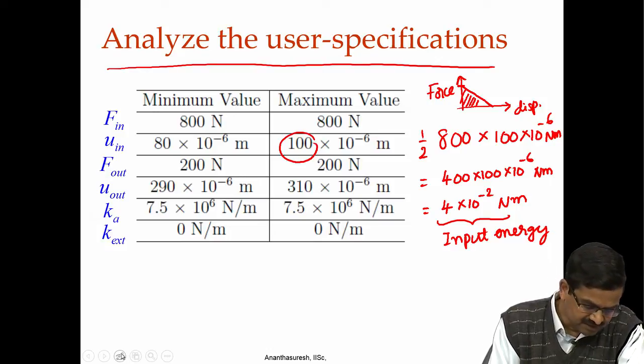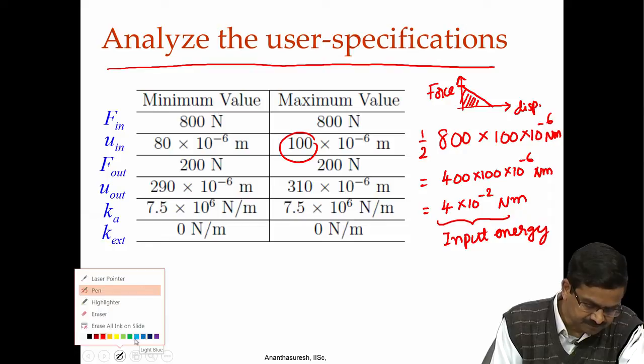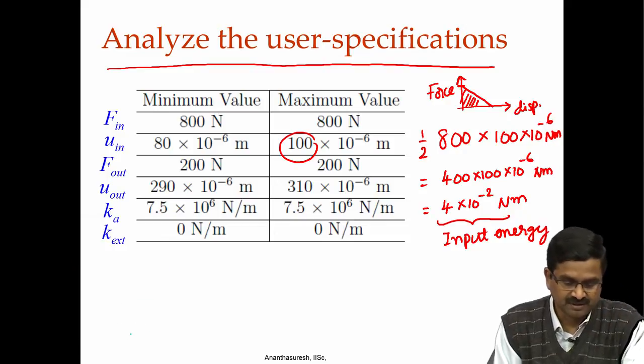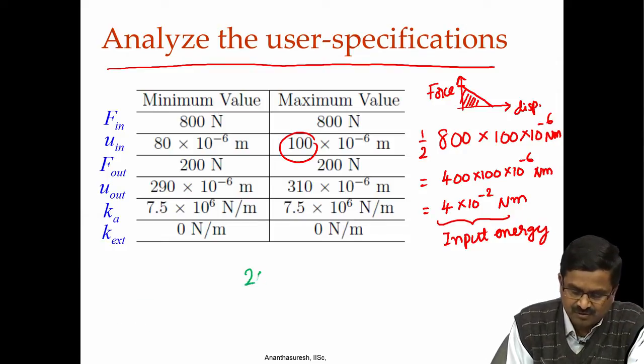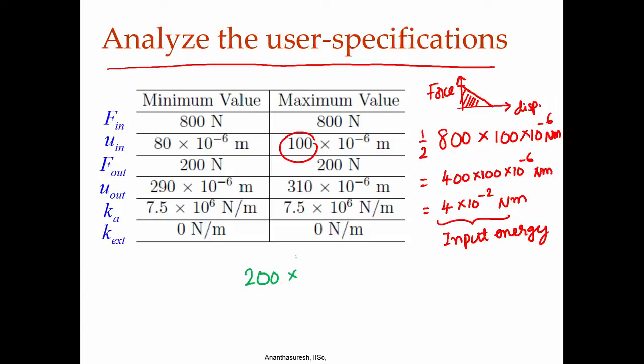So, now let us write the output here. F out is 200 newtons and let us say nominal is 300 microns, this is Newton meter, and it is not half because 200 newtons will be acting, we are assuming, all the time throughout the range of motion.